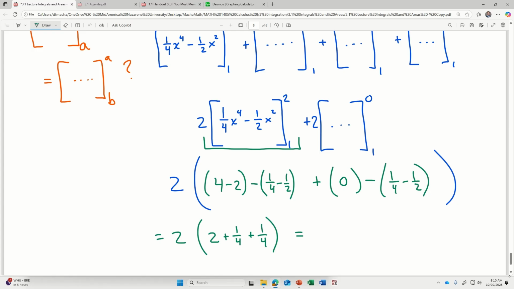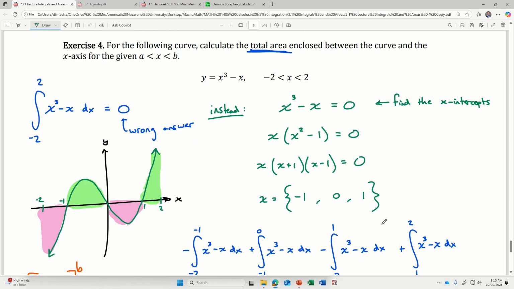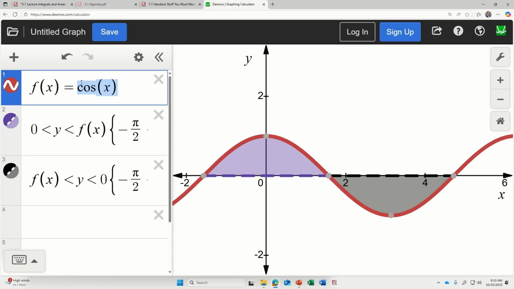And that is 2 times 2 1/2, which is 5. Nice. So the total area in between this curve and the x-axis is 5. Let's put it in Desmos and see what it looks like.